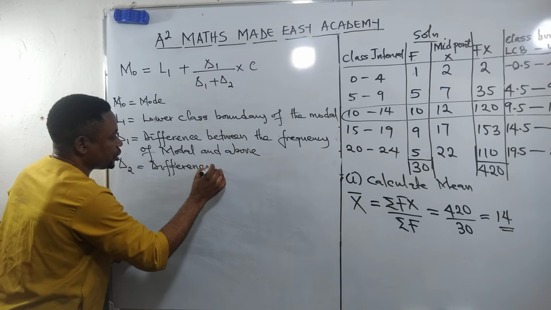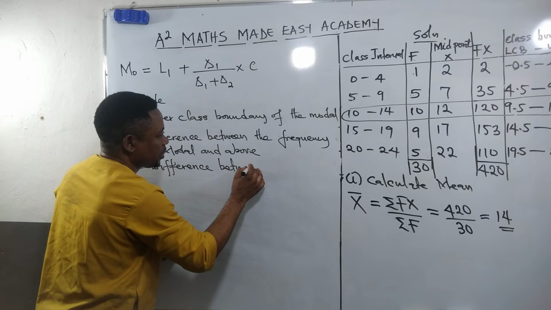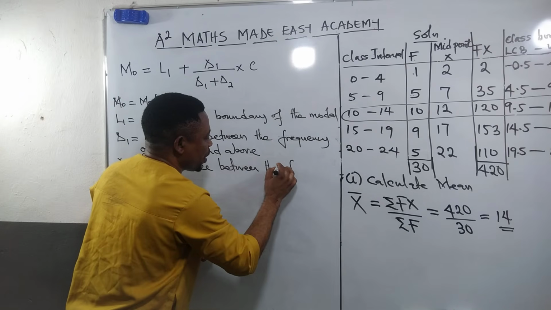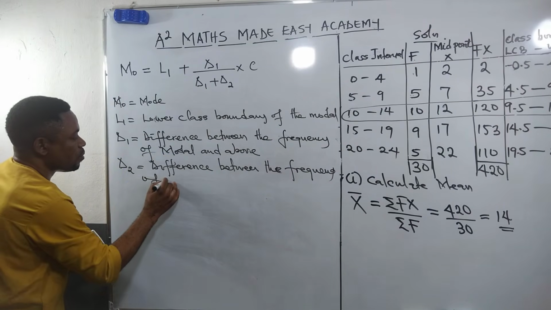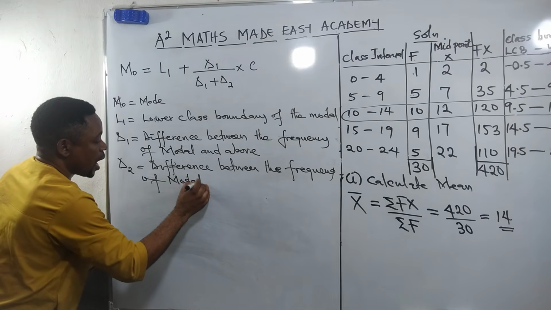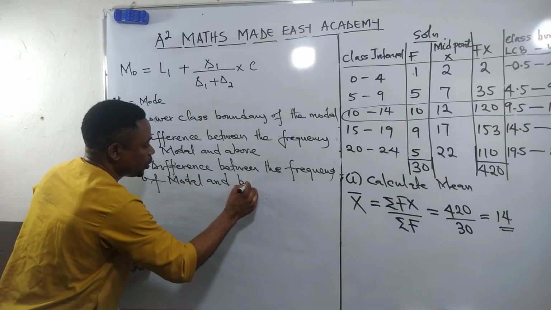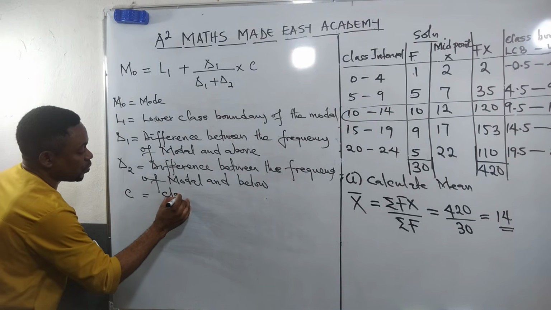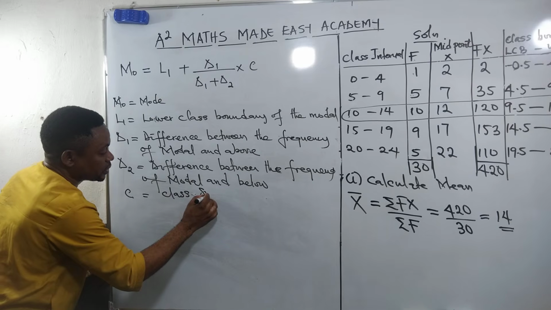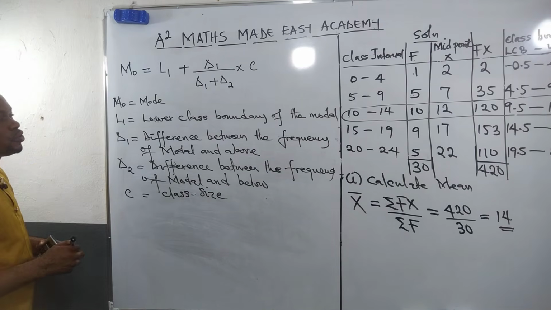Watch the difference between the frequency of the modal class and the class below. Then lastly is our C. C means the class size. That is the meaning of all those parameters.